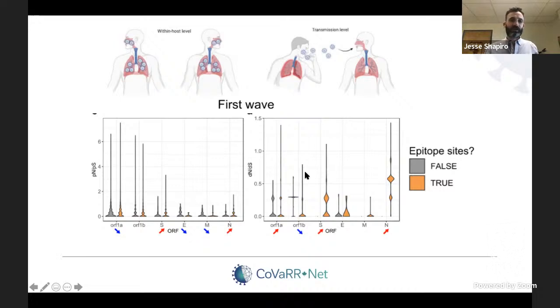And again, you can see that in some cases, these red arrows show a little bit of a higher N/S ratio in epitope sites in the spike and the nucleocapsid. So maybe there is a little bit of selection for immune evasion happening within patients, but it's very small in comparison to what you see upon transmission, where you see really, really high dN/dS ratios in S and N, and effectively negligible dN/dS in non-epitope sites.